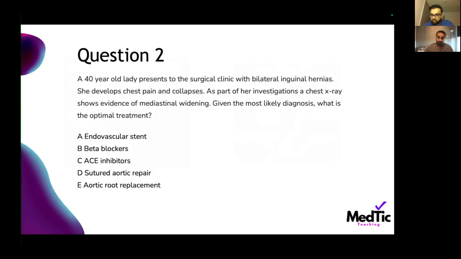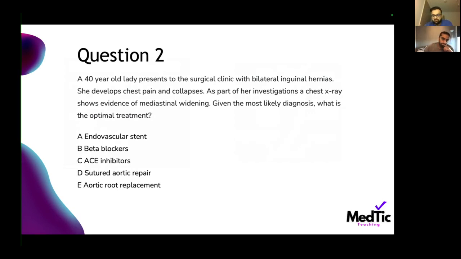So, next question. You've got a 40-year-old lady presenting to the surgical clinic with bilateral inguinal hernias. She develops chest pain and suddenly collapses. As part of her investigation, a chest x-ray is ordered, which shows evidence of mediastinal widening. So given the most likely diagnosis, what is the optimal treatment?